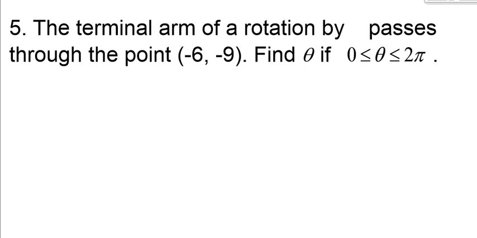So here's just one more question. Let's see how to do it. It's slightly different, but it still involves the same concept. It says the terminal arm of a rotation by theta, I guess I forgot to put that, passes through the point -6, -9.